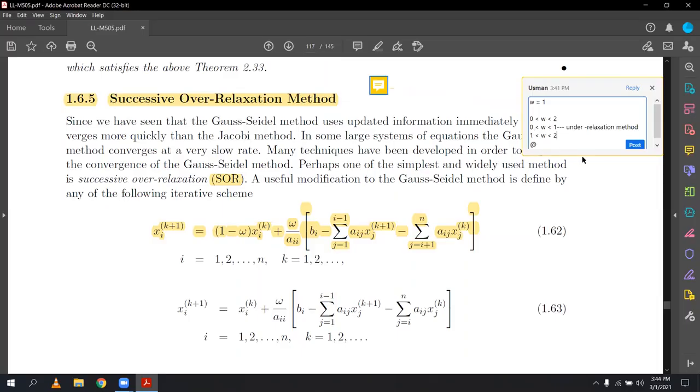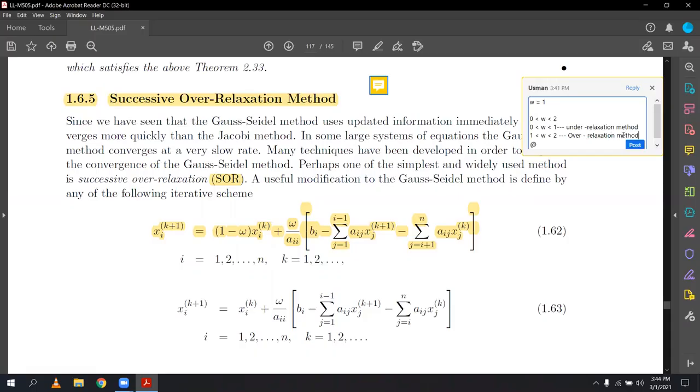And if you use this range, this is called over relaxation methods we have here now.